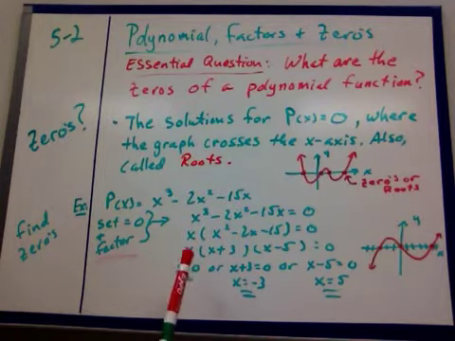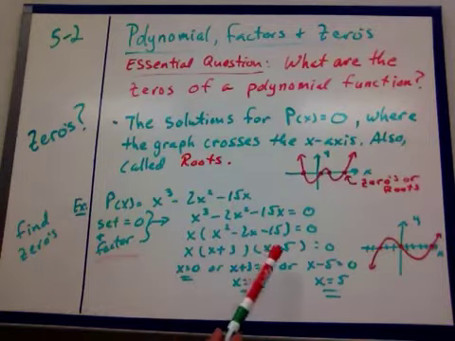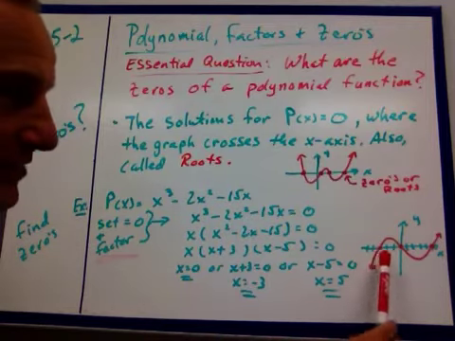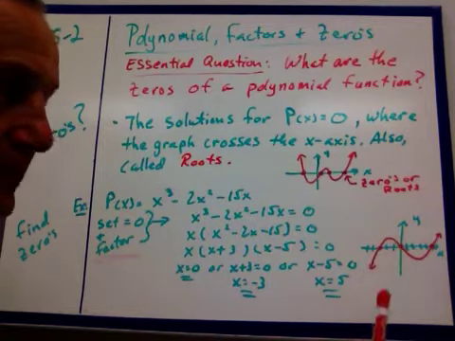And if you remember, we talked about in the past, this times this times this has to equal 0. So one of these, or both, or all, have to be 0. And what that means for us is that we're going to cross at negative 3, 0, and 5.